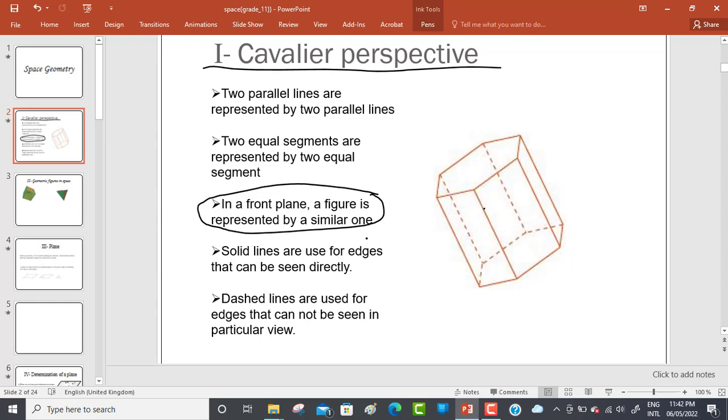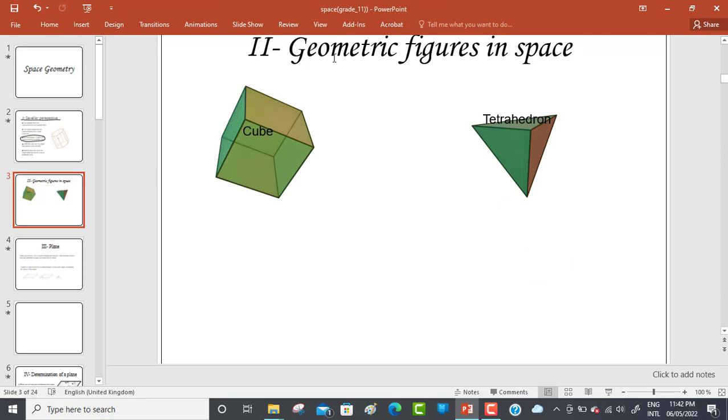But in a plane that is not a front plane, figures are not represented the same, and we will see that in the other part. Solid lines are used for edges that can be seen directly. These edges, you can see them, so you represent them by solid lines. But the lines that you can't see, that are in the back, for example, are represented by dotted lines. We will explain this by drawing geometric figures.